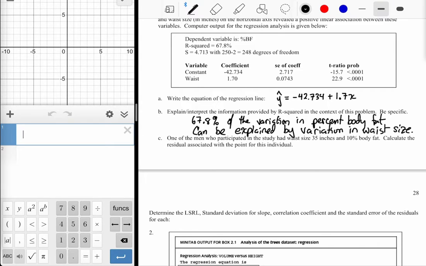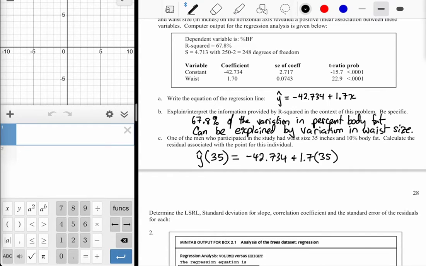All right. One of the men who participated in the study had waist size 35 inches and 10% body fat. Calculate the residual associated with the point for this individual. All right. So we know the observed value was 10. We need the expected value. So I need y hat of 35. All right, so that would be negative 42.734 plus 1.7 times 35.